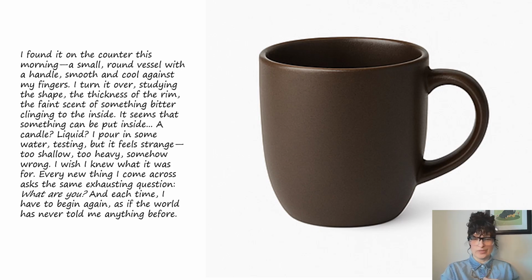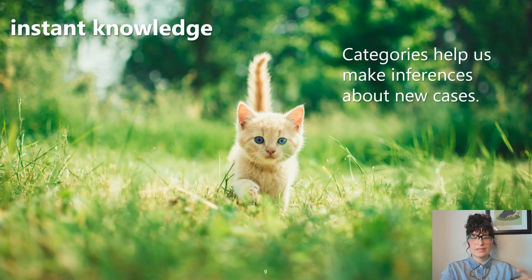You wouldn't even be able to bring up a handle, my friends. So literally, we need categories. They are fundamental to how cognition works, and they are very useful. They tell us things instantly. So categories literally help us make inferences about new cases.